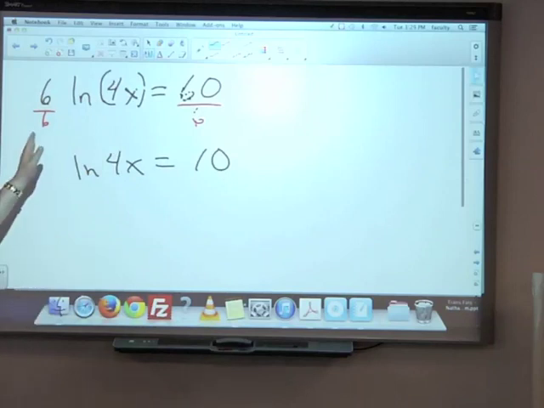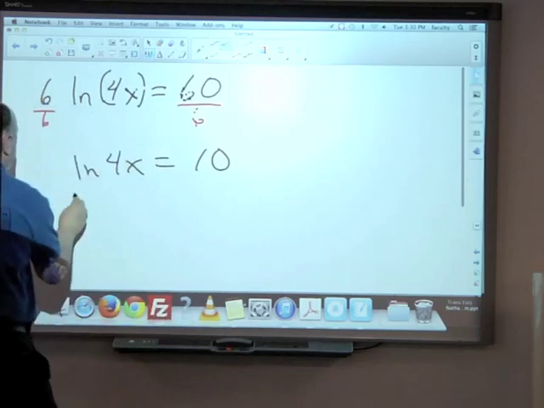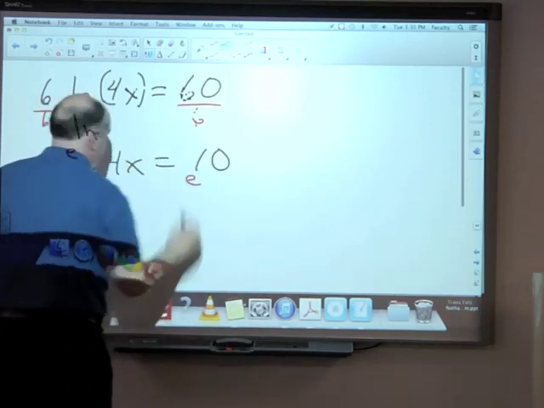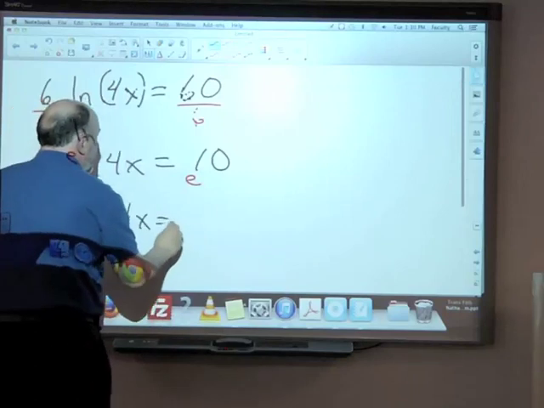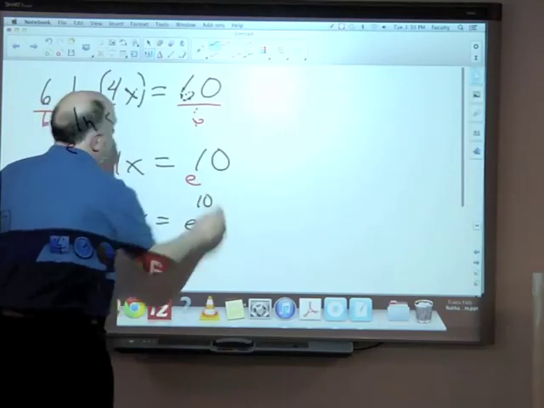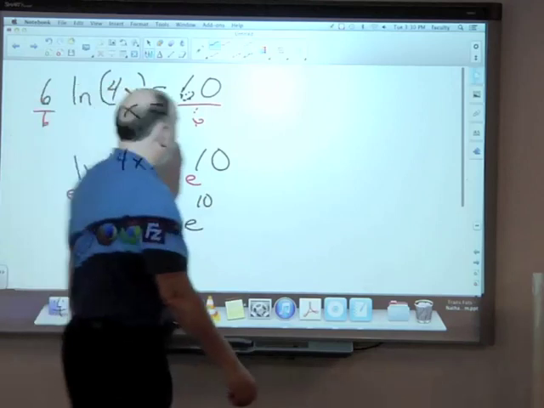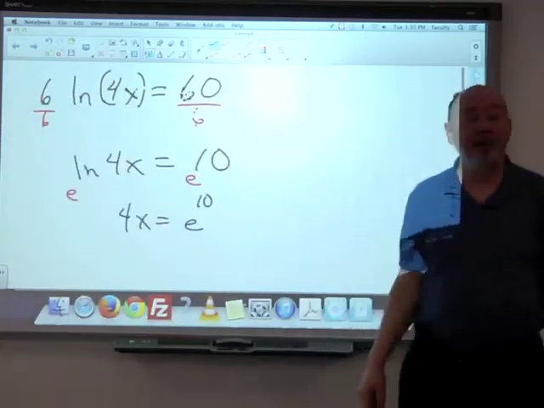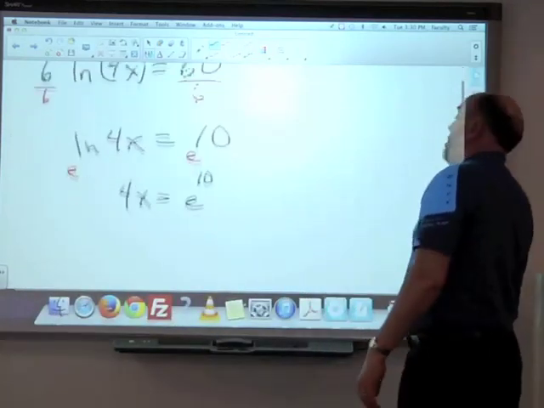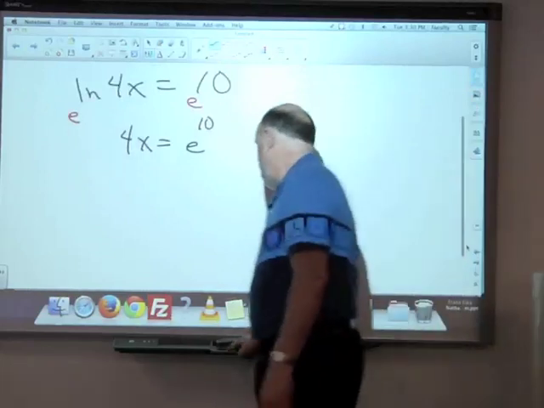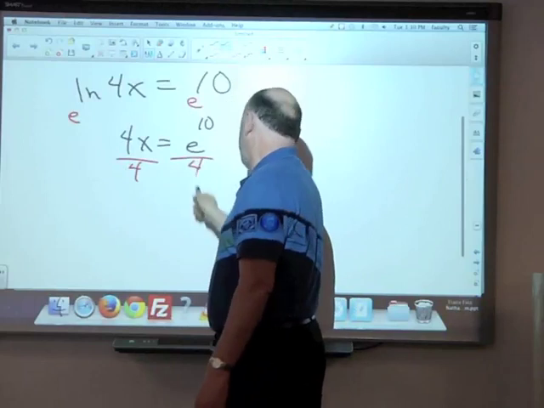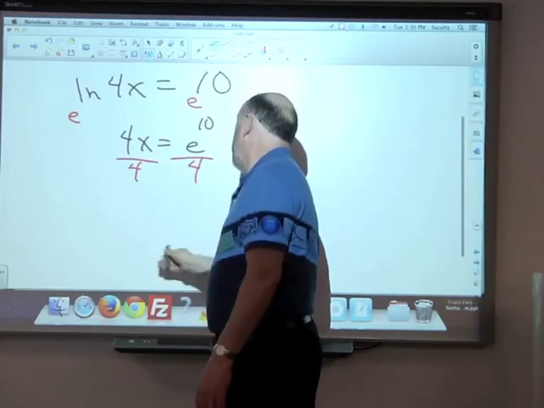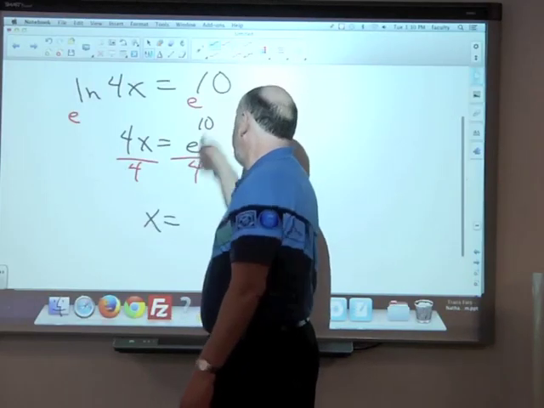What's the opposite of ln? e. So this would be e, this would be e. So we get 4x is going to equal e to the 10, whatever that is. And the last step now would be divide by 4. So we divide this by 4, we divide that by 4, and this will give you some number.